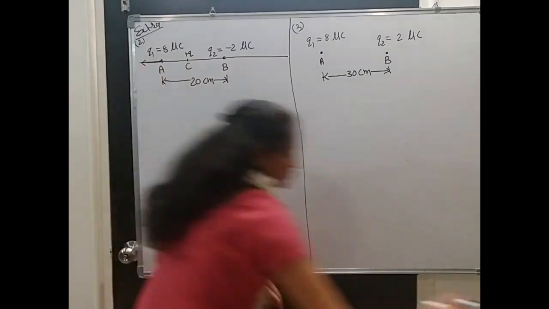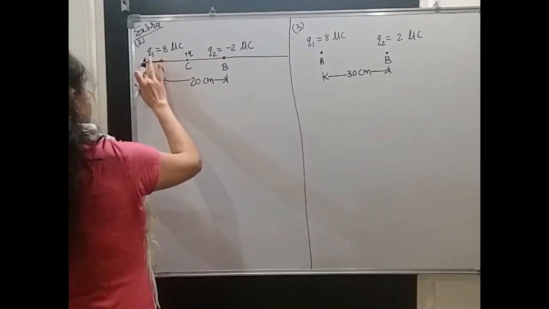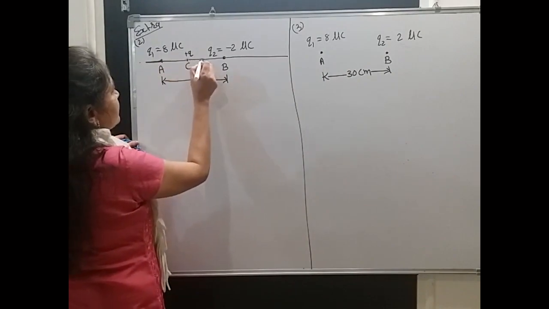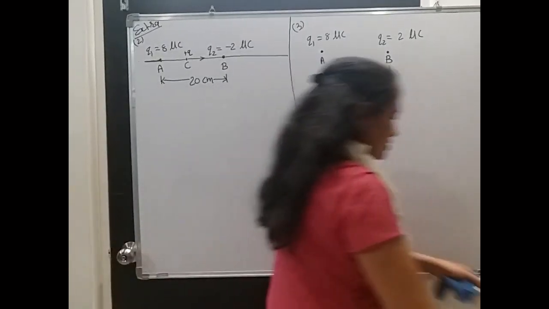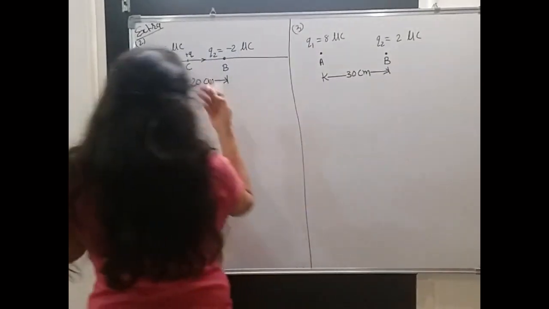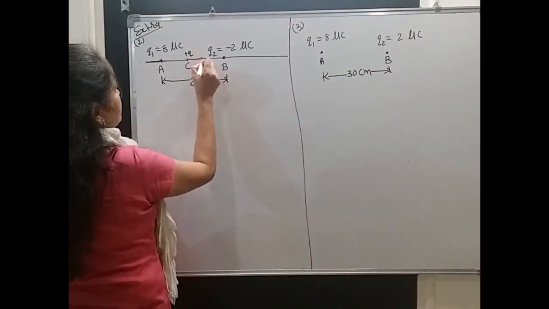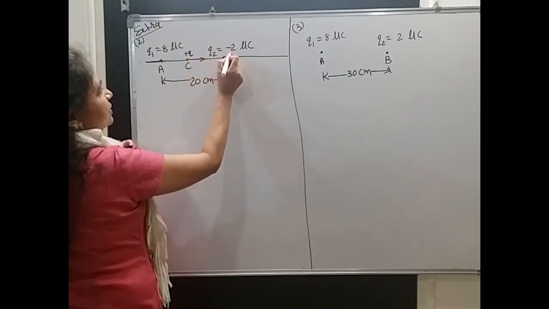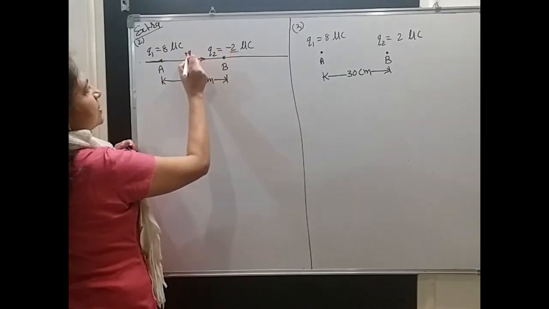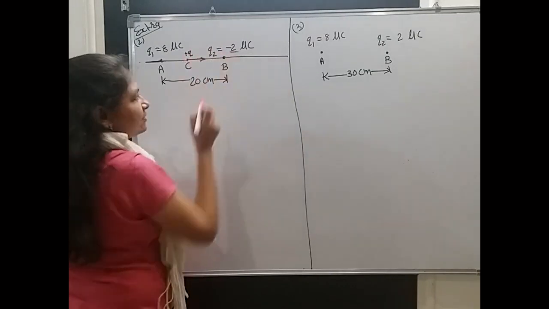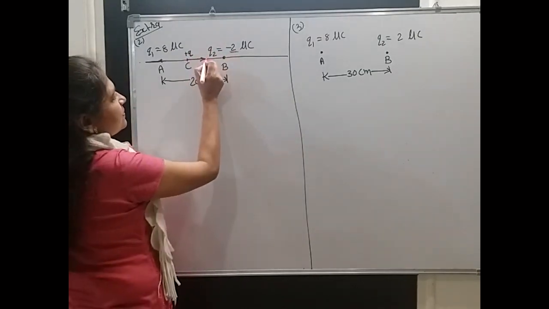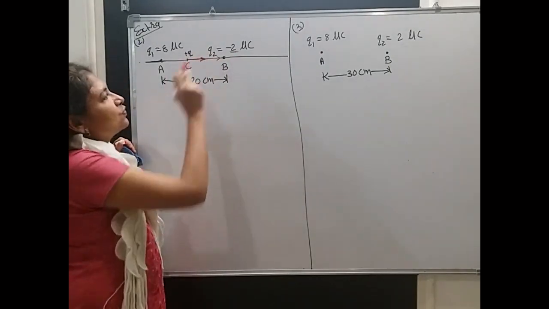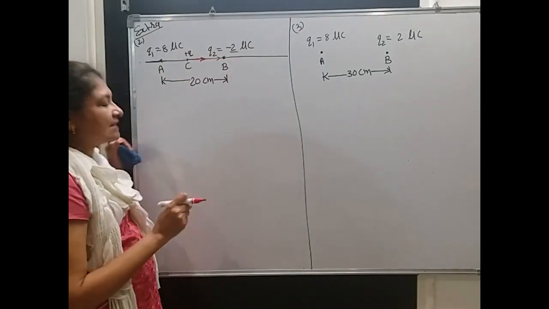Sorry, I have to find force on Q3. So here there will be repulsion, so it will act in this direction. So force on this 3 is in this direction. Now this Q2 is negative, this one is positive. There will be force of attraction. So force of attraction will also be in this direction. So I can say that the two forces are acting in the same direction.